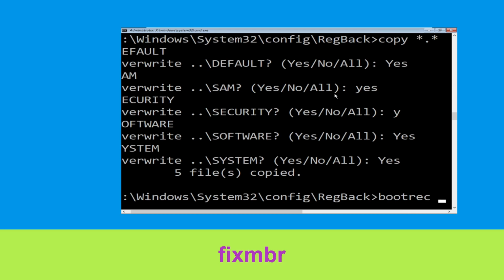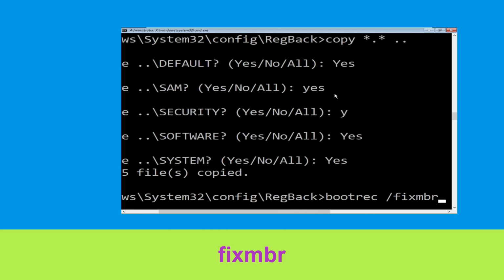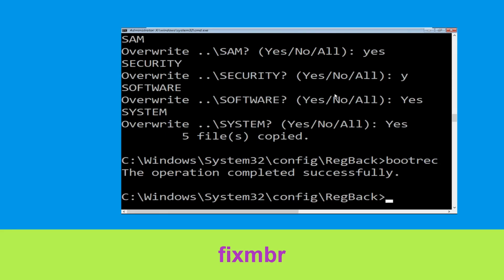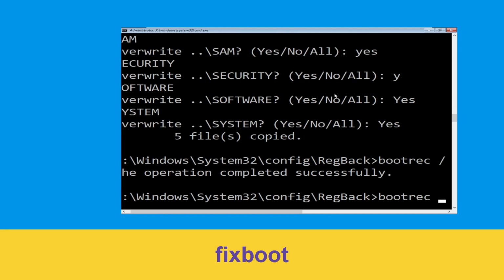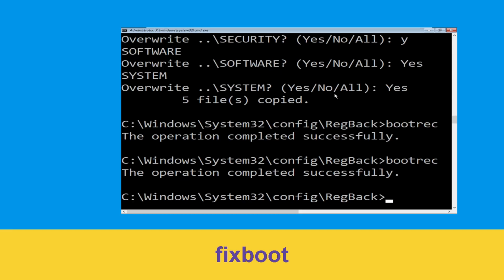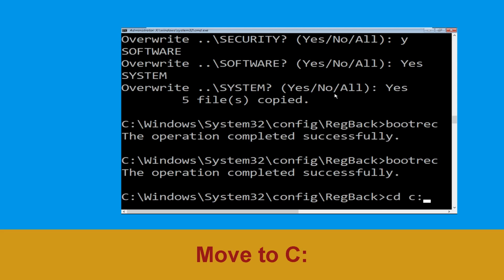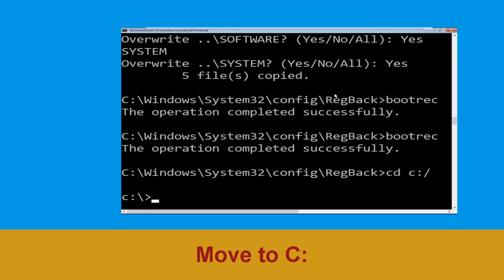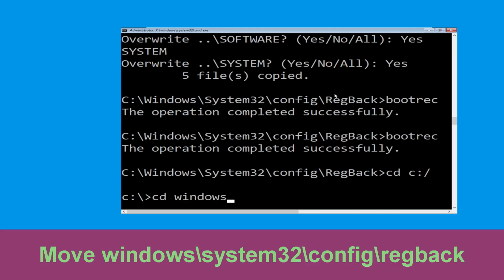Type in bootrec /fixmbr and hit enter to execute the command. Now type bootrec /fixboot and hit enter to execute. Now type cd c:/ and simply hit enter. Now type cd windows/system32/config/regback and hit enter to execute.